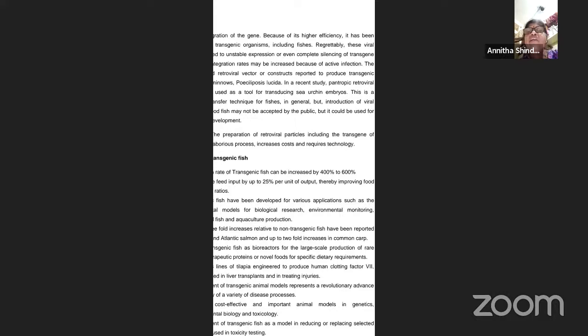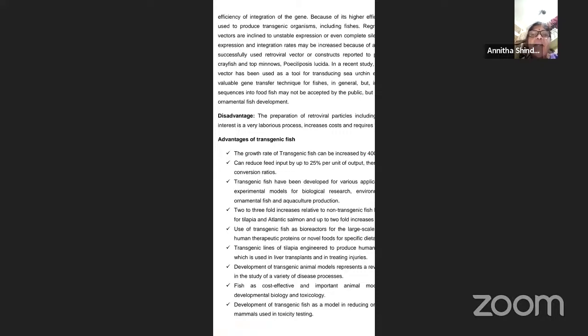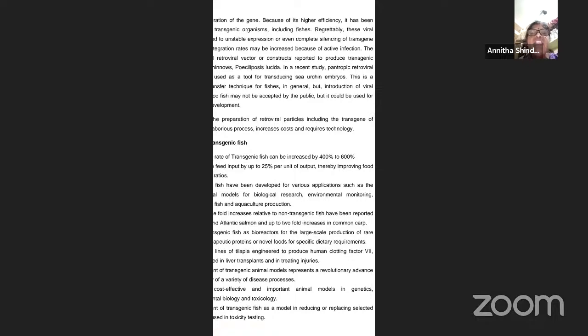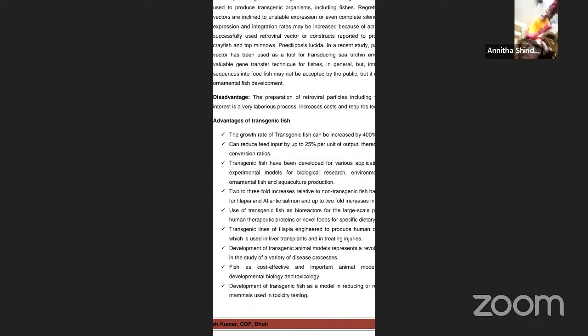So that is the reason why, though it is being used, it is used only for the ornamental fishes, but it is not used for food fishes. So it has got a drawback. The disadvantage of this is the preparation of the retroviral particles, including the transgene of interest, is a very laborious process. It increases the cost and also it requires technology. So that is the reason why this particular technique, though it is used for the production of transgenic fish, especially the ornamental fish, for food fishes, that means the fishes which are edible, they are not using this technique that much.